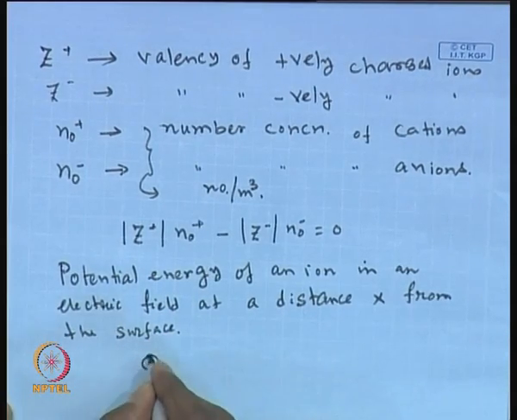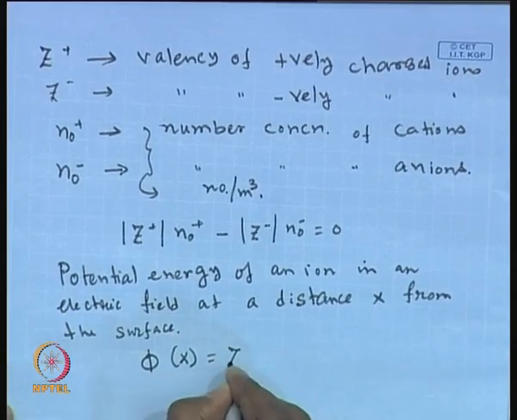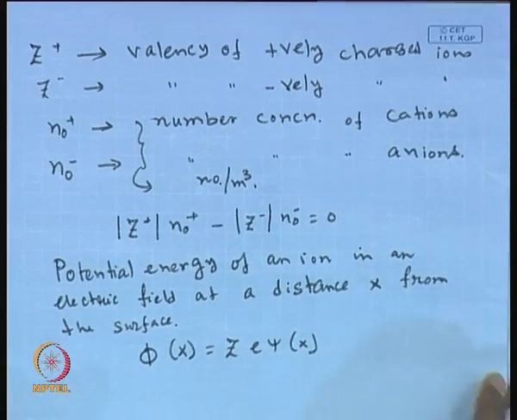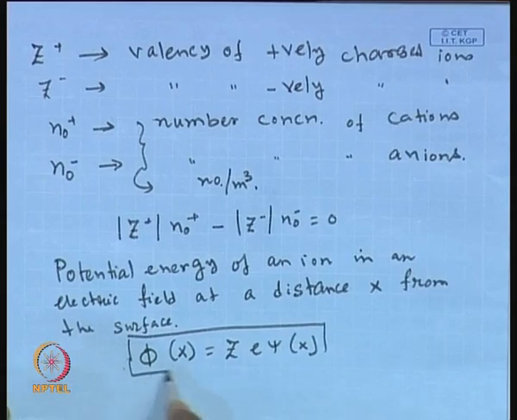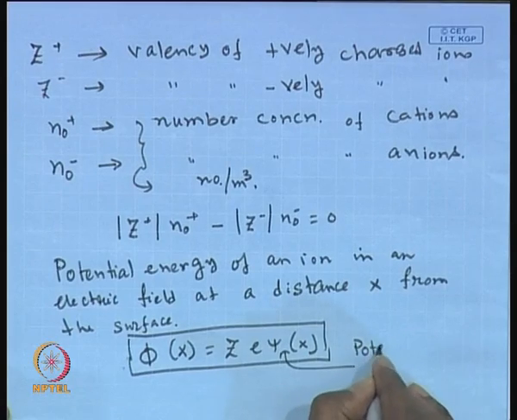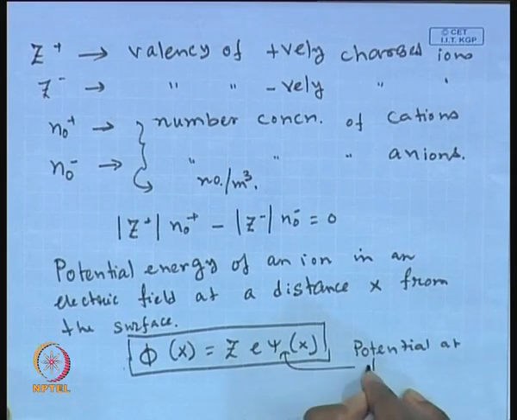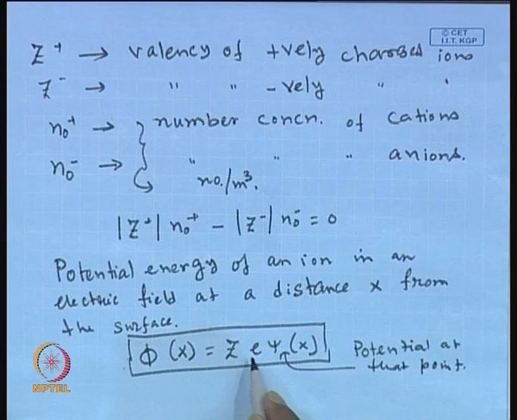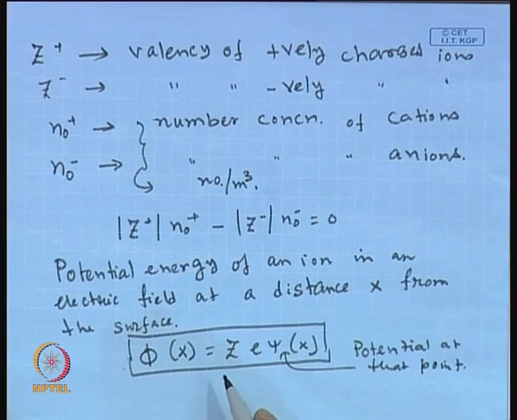This potential energy is defined as phi of x is equal to Z E psi at x. So, this is the potential energy, and this is the potential at that particular point. It should be multiplied by E, the electronic charge, and Z will be the valency. So, if you remember, the potential energy will be nothing but the charge multiplied by the potential at that particular point, if you remember the laws of electrostatics.